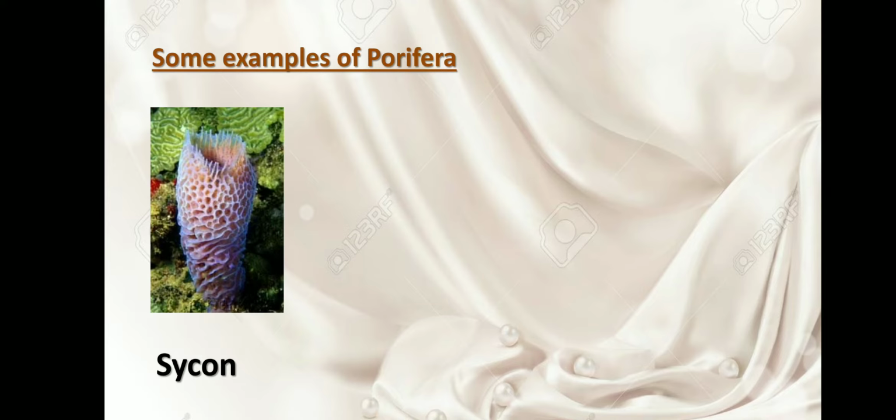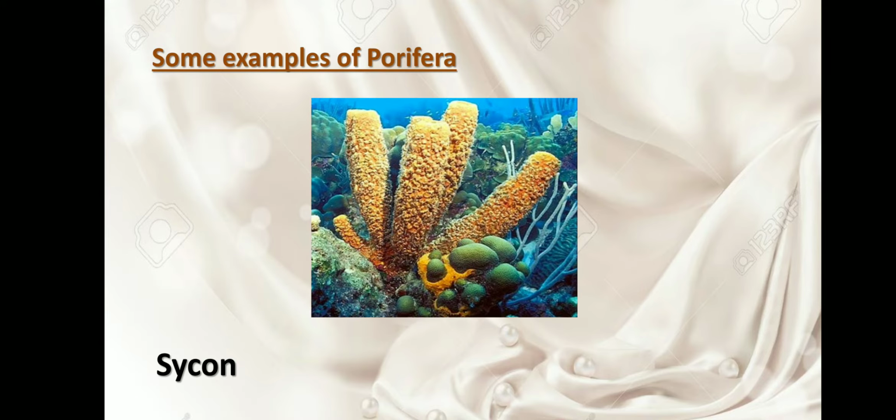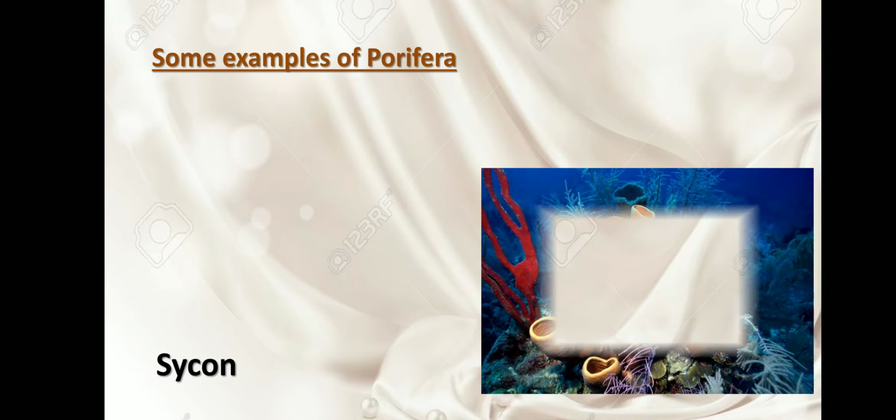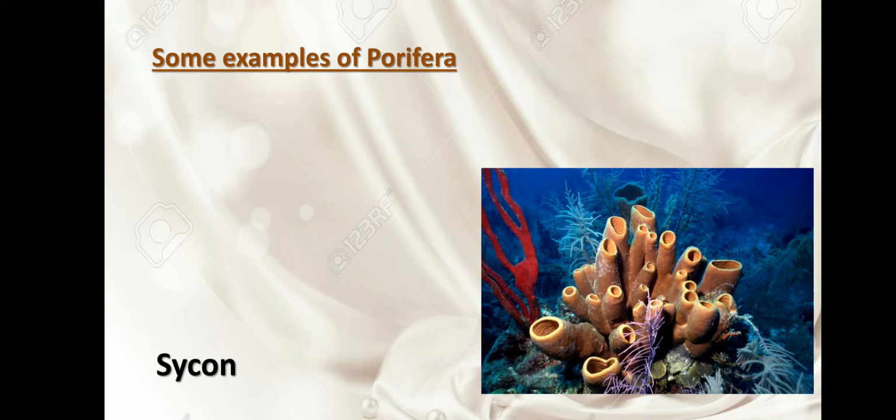Here we observe a big opening at the top. This opening is called the osculum, and we are also observing pores on the body, and these pores are called ostia. Another picture of Sycon, a vase-like structure. One more picture of Sycon. So these are the different pictures of Sycon.